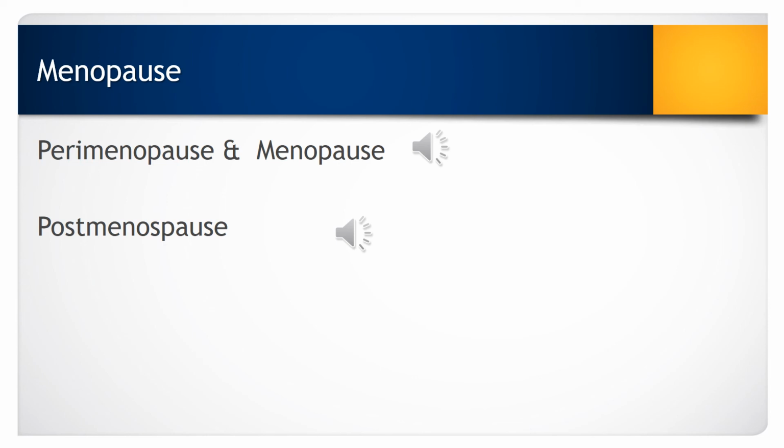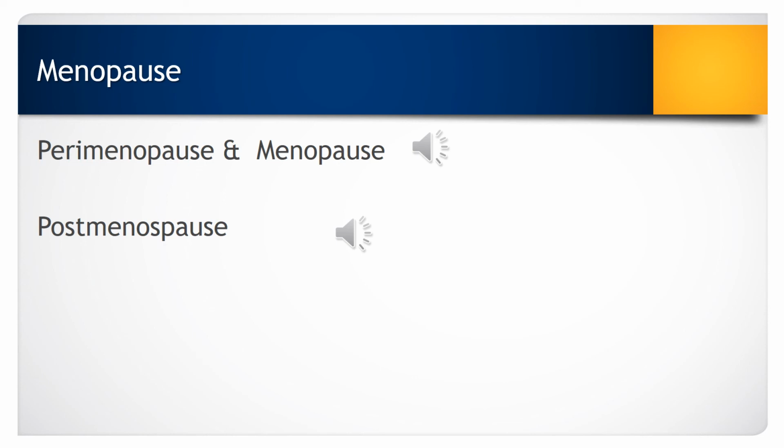If she has no menses for 4 months, and then in month 5 she has a period, then she's not in menopause. It has to be a complete 12-month cessation of menses. So we diagnose menopause after the fact, after a woman comes in and says that she has not had any type of vaginal bleeding for 12 months. The time period leading up to this complete cessation of menses is what we call perimenopause.